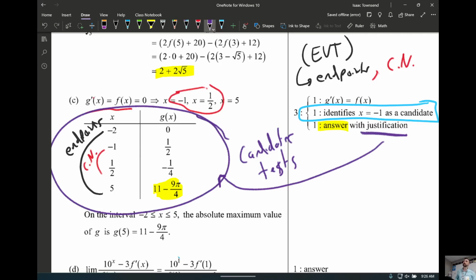Why didn't you test x equals 3? Why didn't you test x equals 2.5? You need to explain why you didn't bother testing those other values. If you do a candidates test, you can just show the endpoints and the critical numbers, and that's good enough for the justification. This candidates test is by far the easiest way to get the justification here.